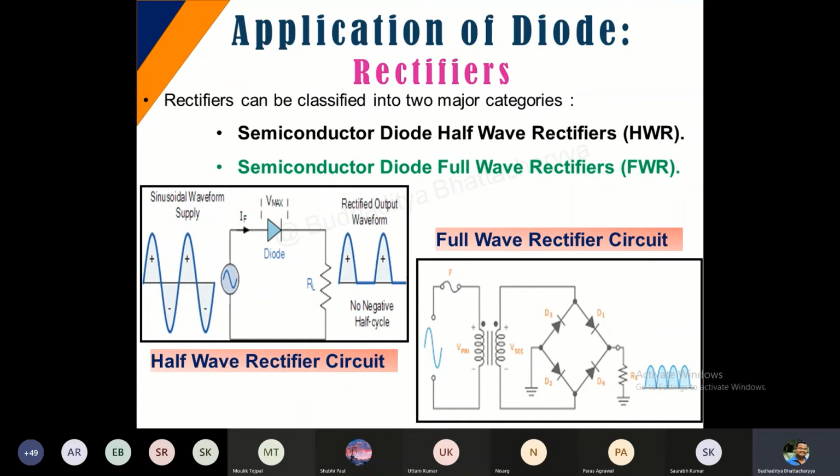So here also you can see that the supply voltage is a sinusoid. And as it is a sinusoid, definitely it will have a positive cycle and a negative cycle. Now, when this is passed through this diode, the positive half of the supply, when it comes to this diode end, is definitely a forward bias condition.